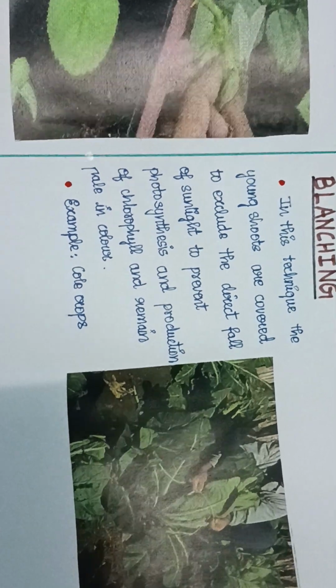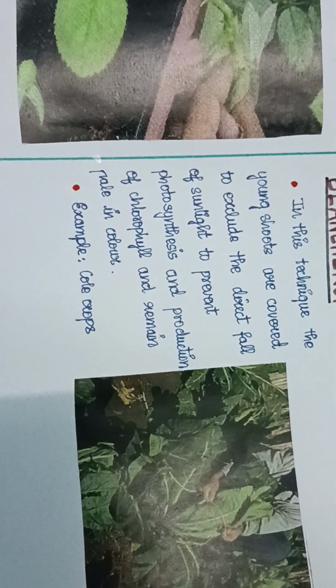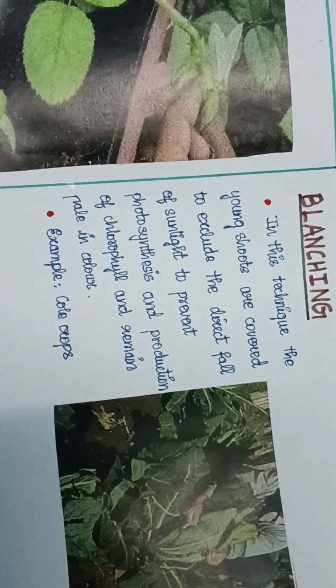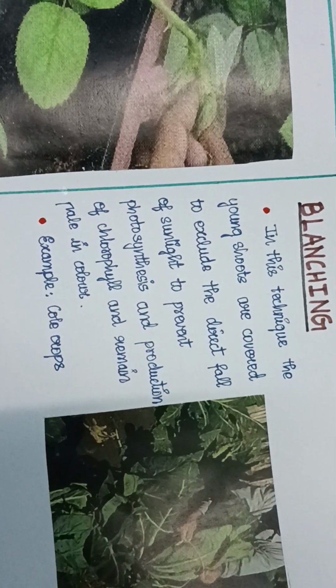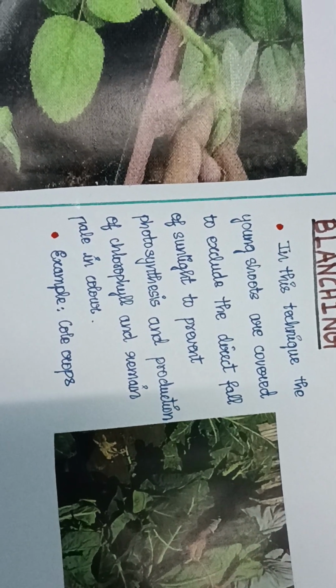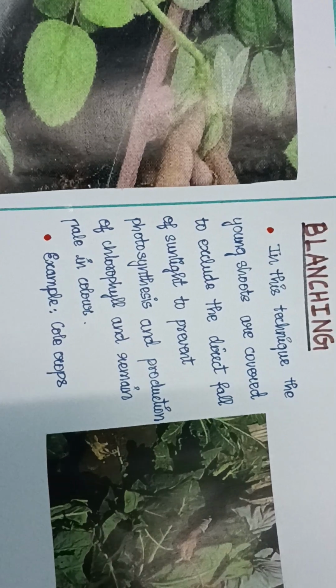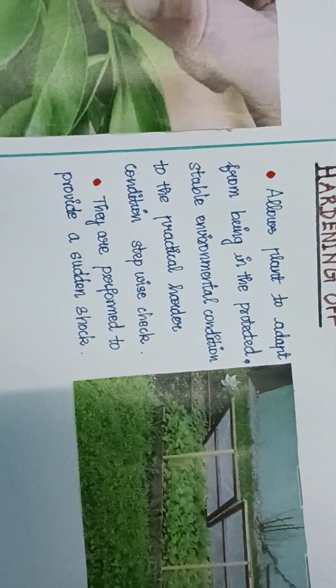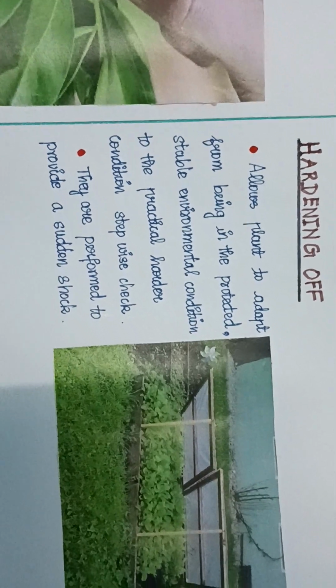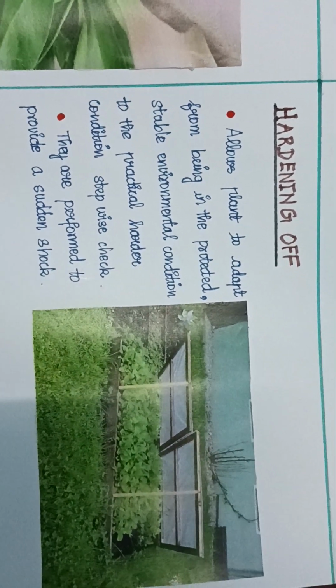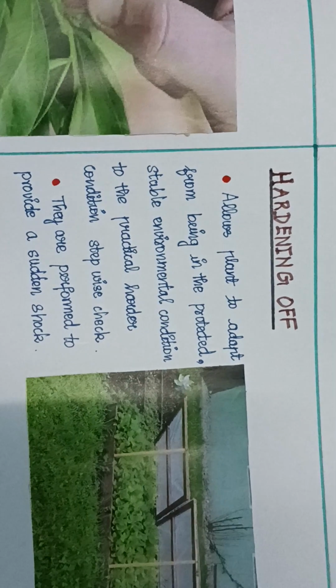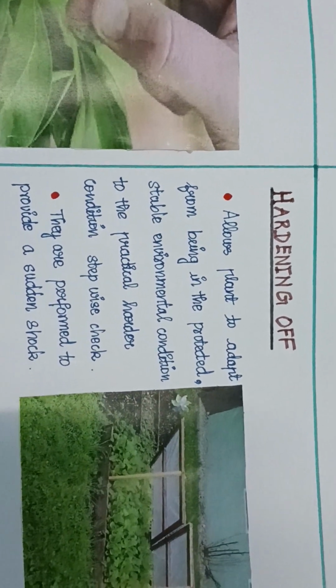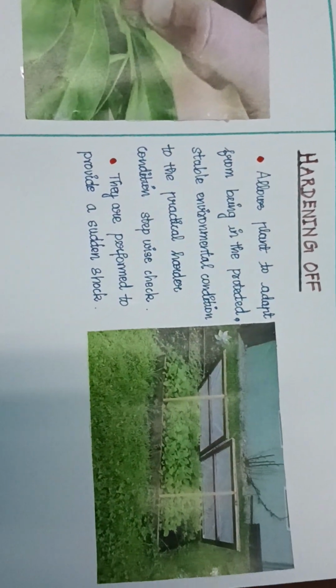Blanching is the technique where the young shoots are covered to prevent sunlight exposure and to retain the chlorophyll pigment. They are practiced in cold crops. Hardening off is the sudden exposure of the plant to the outer environment to make the plant accustomed for the further development in the field process.